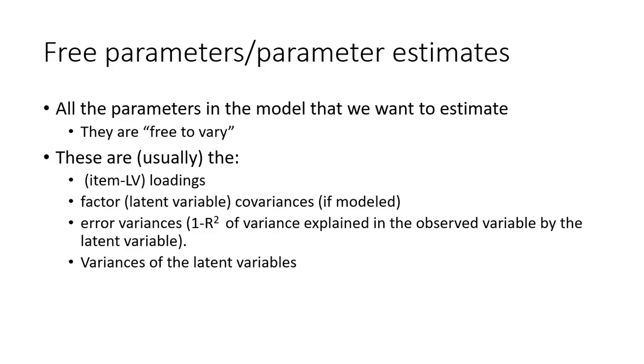So in a CFA model, we have to say what population parameters we are trying to estimate, and we call those our parameter estimates. They are free to vary in our data, or free to be estimated in the data. Generally, in a CFA, these are going to be the loadings of every item with the latent variable that it loads to, and the covariances among the latent variables.